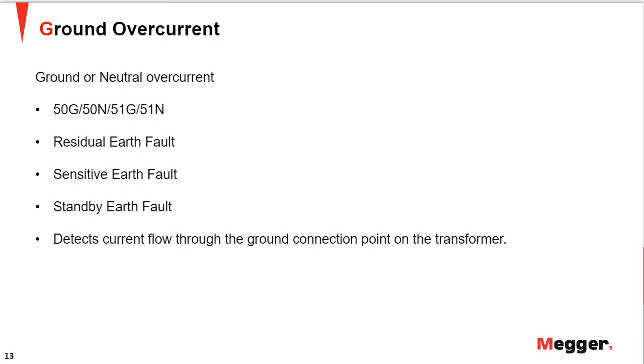So the ground overcurrent relay function is used to detect current flow through the ground connection point on the transformer to detect any ground faults in your system.